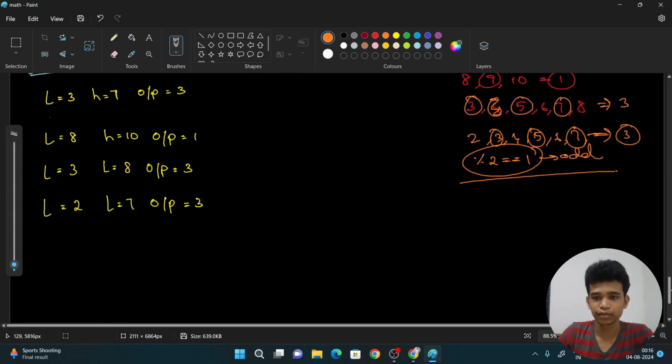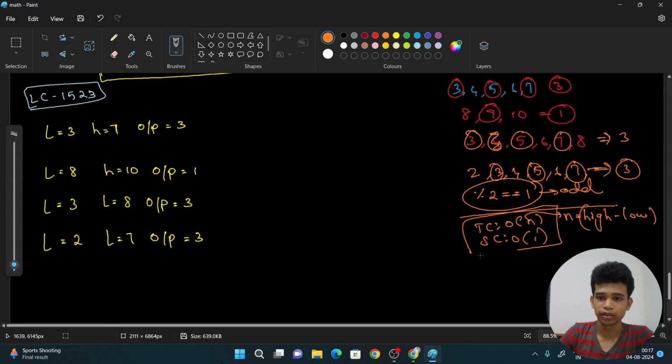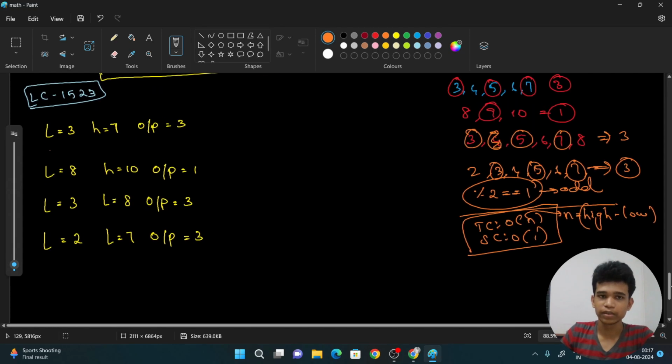And what is the time complexity and space complexity for this approach? I can say my time complexity will be O of n. What does n represent? n is equal to high minus low. That much time it will be iterating, right? Now what is the space complexity? It is O of 1. So this is the time and space complexity. Now, can we optimize it further?